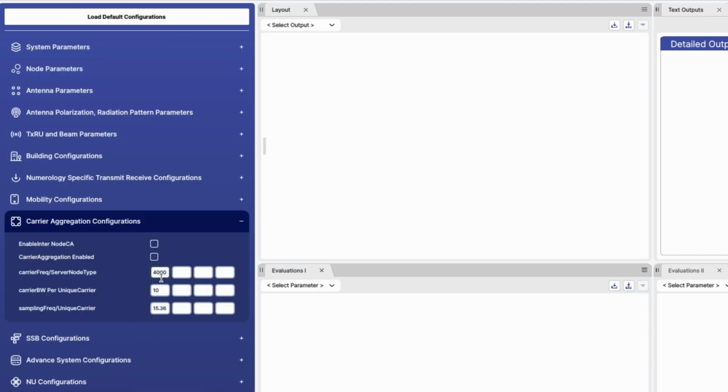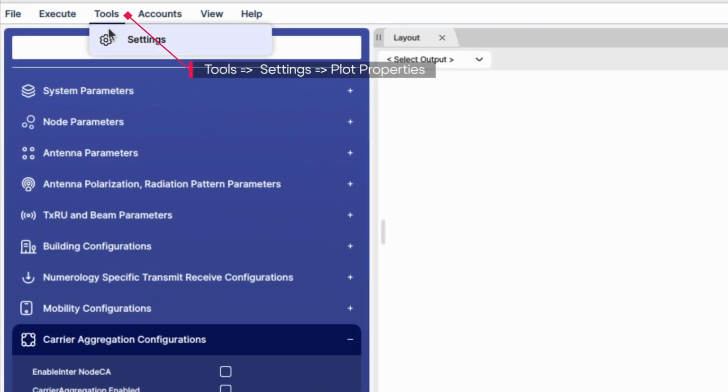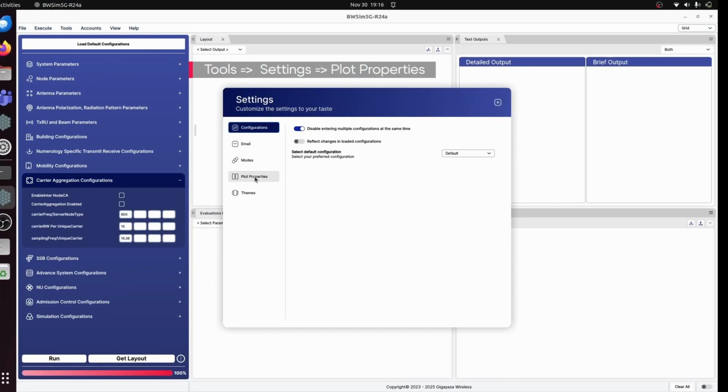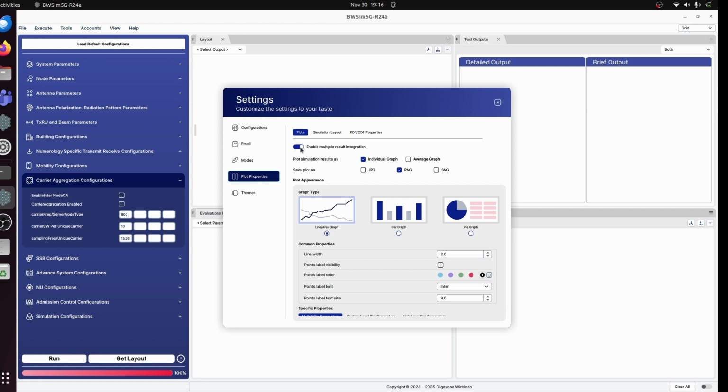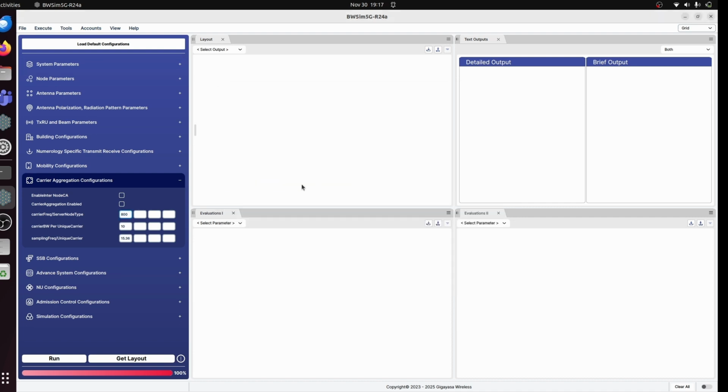Finally, we have carrier frequency that is to be entered over here, and it should always be remembered that the carrier frequency should be entered in terms of megahertz. Before proceeding, go to tools, settings, and in plot properties make sure that multiple result and integration is enabled so that you can view the different carrier frequency curves under the same graph.